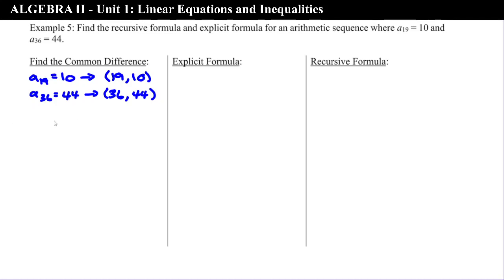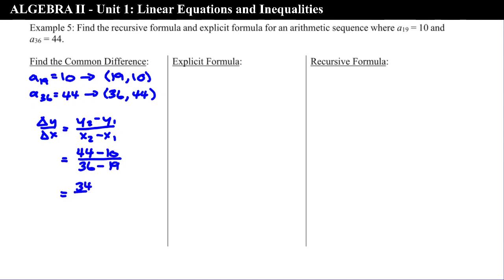So we're just going to use those for our x sub 1, x sub 2, y sub 1, y sub 2. So we have change in y over change in x is y sub 2 minus y sub 1 over x sub 2 minus x sub 1. Not a bad idea to write out the formula each time. Again, it helps you with plugging things in. It also helps you remember the formula. So let's say y sub 2 is 44, y sub 1 is 10, x sub 2 is 36, because that goes with y sub 2, and then x sub 1 is 19. All right, so when we do this, we end up with 34 divided by 17, and that gives us 2. So 2 is going to be our common difference.